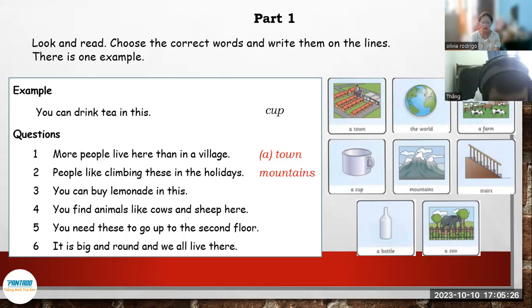A cup you can buy lemonade in. You can buy lemonade in this. What is that? It's a bottle. A bottle of lemonade. Okay, four.